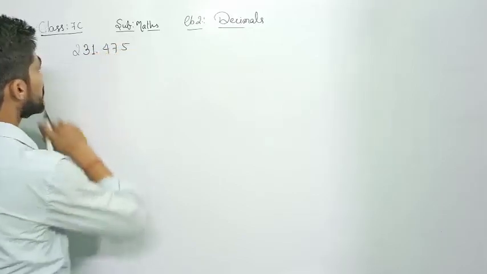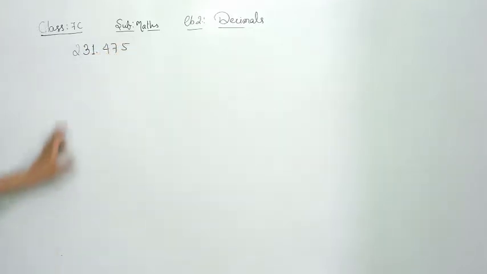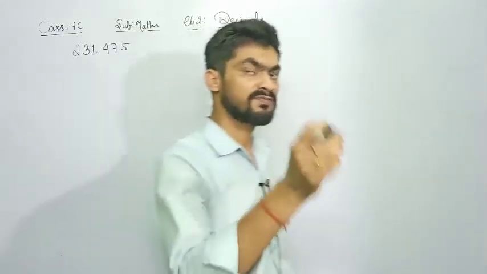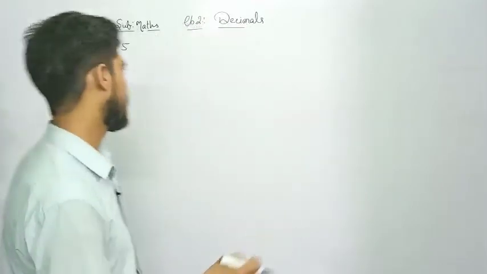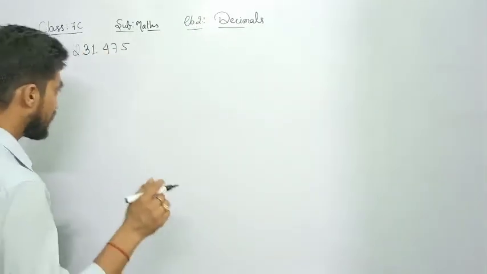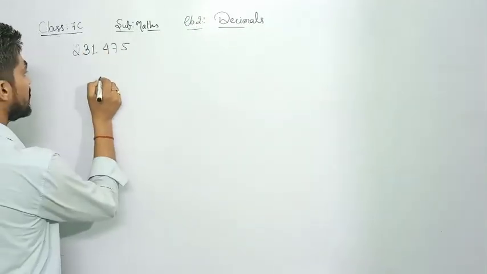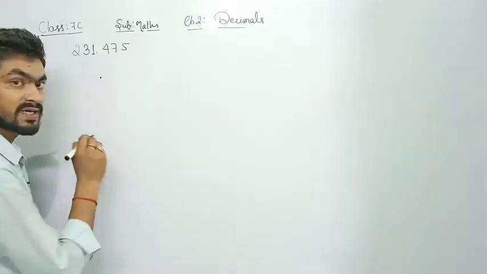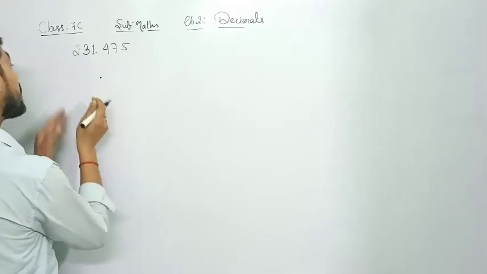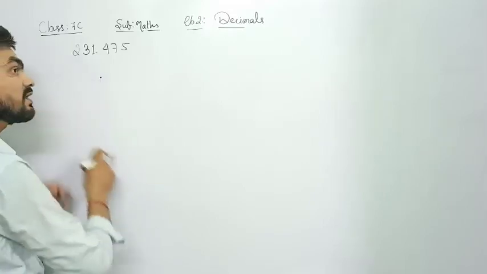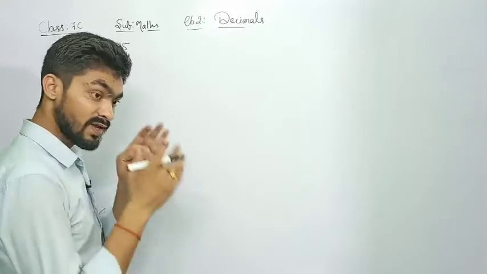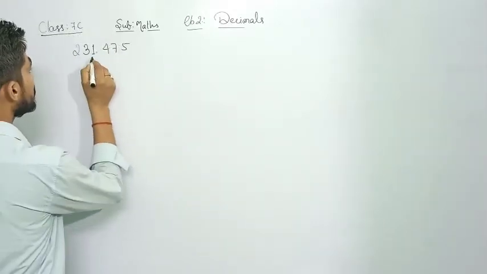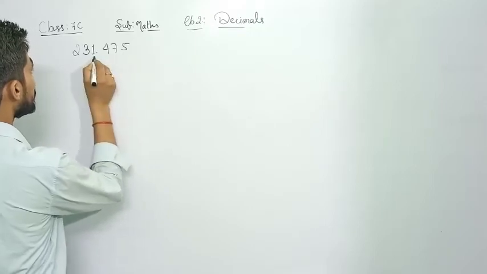Now, my dear children, I take an example: 231.475. This is a decimal number. In that, I have to write all the place values of the digits. See, this is the decimal point. Left of the decimal and right of the decimal, we will have two methods to write. See here.